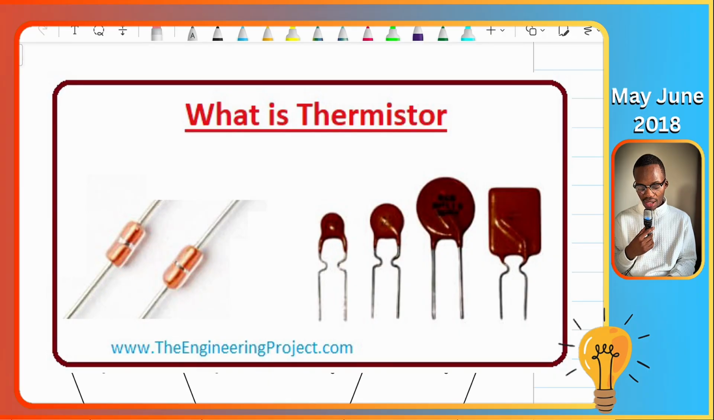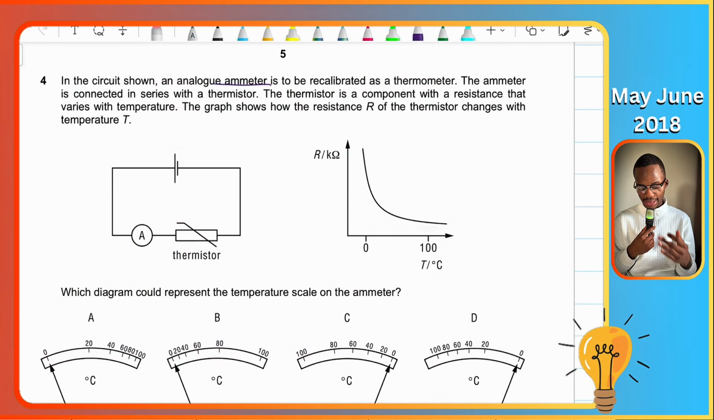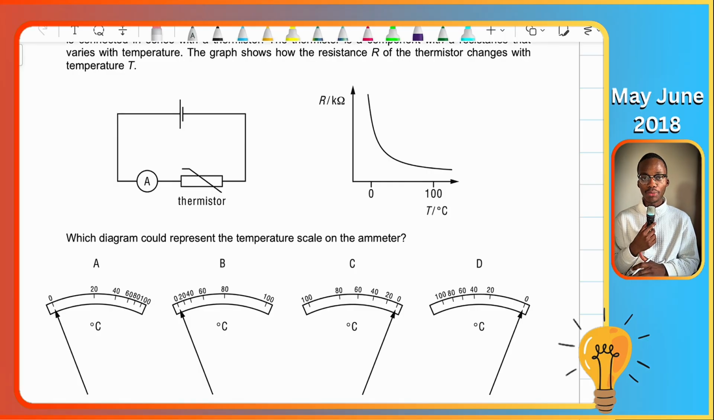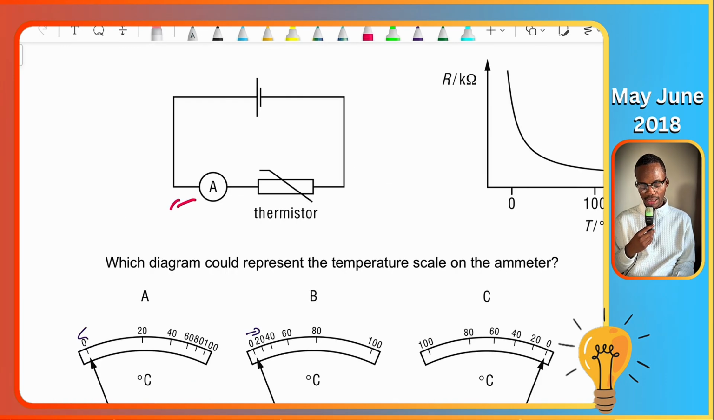So the graph shows how the resistance of the thermistor varies, and we've been asked which diagram could represent the temperature scale on the ammeter. So you're looking at this question, you're like, where do I even start? Relax and look at the resistance against temperature graph. It shows us how the resistance R of the thermistor changes with temperature T. So as we alter the temperature of our thermistor, the resistance of the thermistor is going to change. So there's a device that basically measures current.